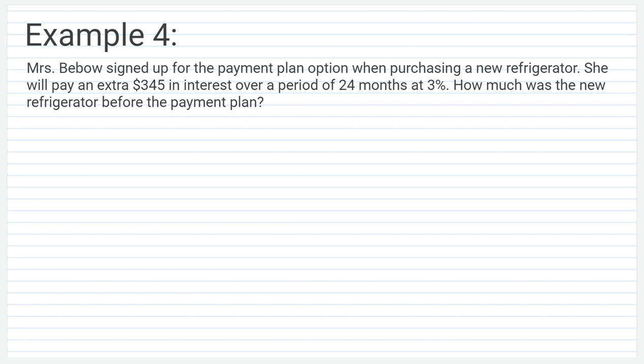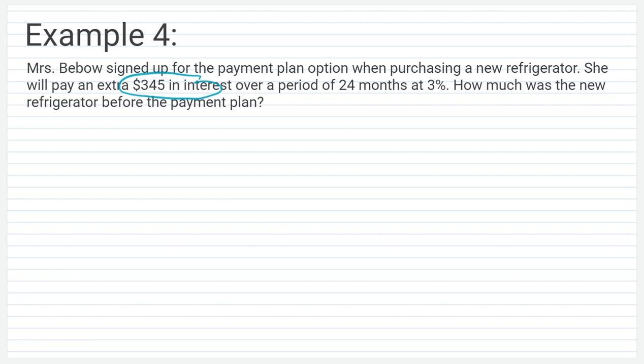All right, so last example for this video, Mrs. Bebo signed up for the payment plan option when purchasing a new refrigerator. She will pay an extra $345 in interest over a period of 24 months at 3%. How much was the new refrigerator before the payment plan? So this question is worded a little bit differently than the previous examples that we saw. It's actually telling me in the problem how much interest I am paying for this payment plan.